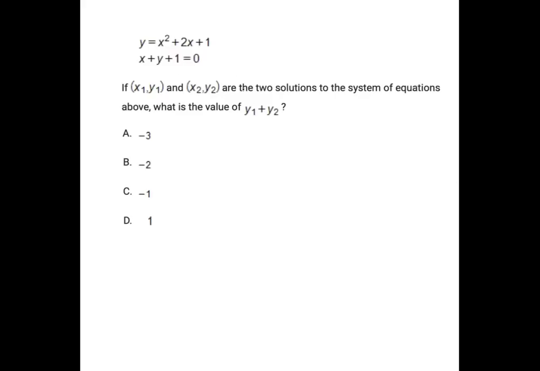So this question is telling us there will be two moments where these two functions will hit one another, and those two points will have x and y values, and we're being asked to add the two y values.